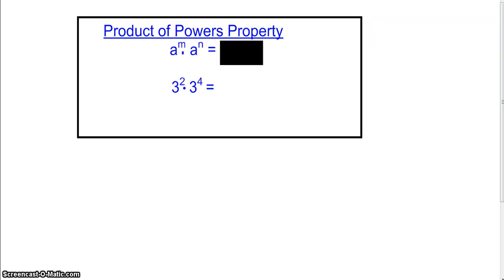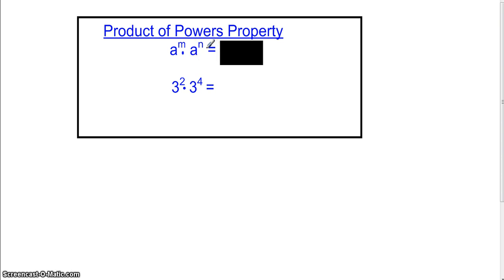So let's just write this as a rule. It's called the product of powers property. Product is an operation, right? What is the operation, Sabrina? Product. Good. So multiplication of powers. So the powers are values that are with the same base in this case. We have a to the m times a to the n.